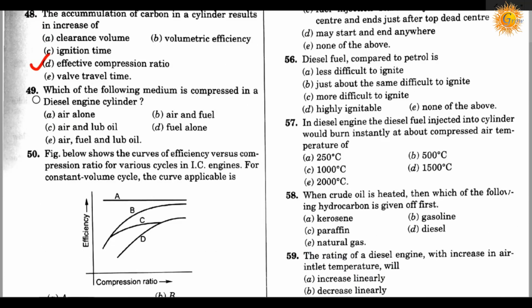Question number 49. Which of the following medium is compressed in a diesel engine cylinder? Option A, air alone. Option B, air and fuel. Option C, air and lubricant oil. Option D, fuel alone. Option E, air, fuel and lubricant oil. So the correct answer is A, air alone.